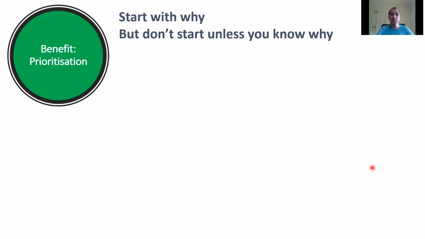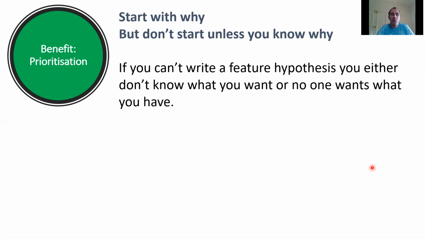In terms of prioritization, our next benefit, so I say start with why, but don't start unless you know why. If no one can tell you why you're doing something, don't do it. Rather figure out why. And also if you can't write a feature hypothesis, you either don't know what you want or no one wants what you have. So nice, quick, easy test. Should we actually do this feature or not? If no one can explain to you, pick something else with your backlog.